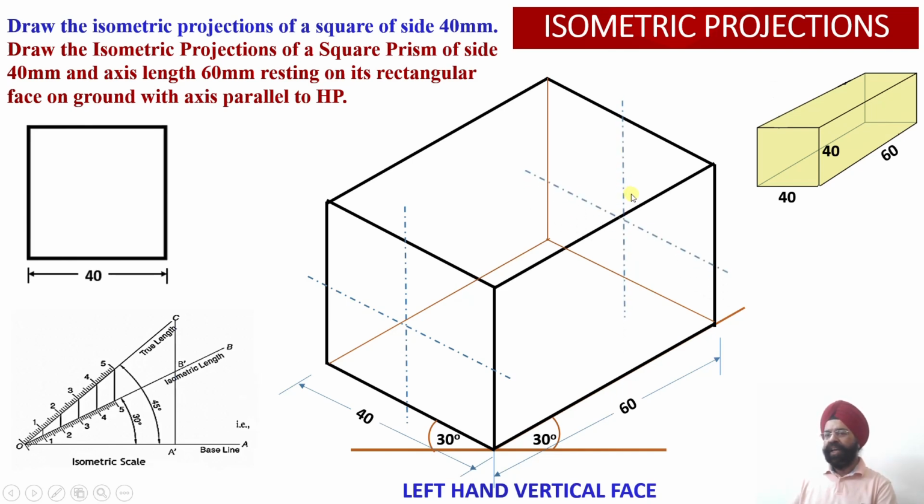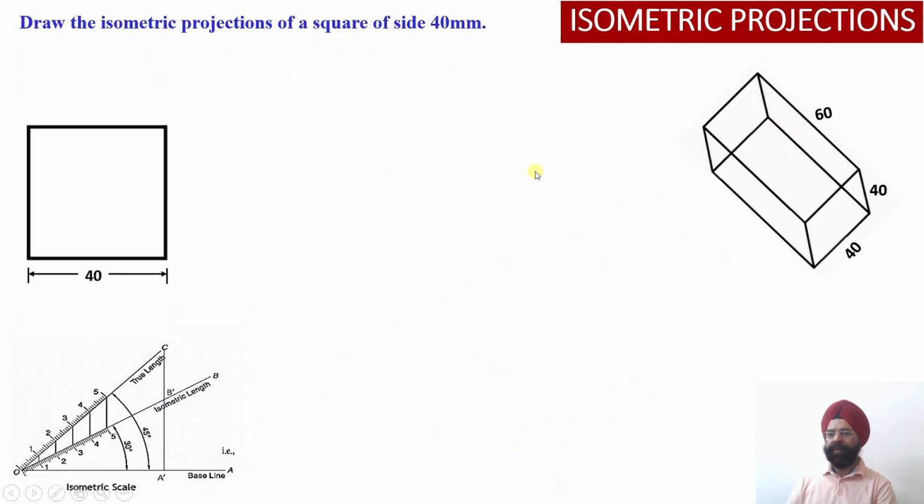Similarly, now the axis corresponding to the back face. This is my front face, so this is the back face of the square prism, and corresponding to the back face, the center point has been located, and now I can join the axis over here. So this completes the construction of a square prism which is lying in the left hand vertical face orientation. So this will be my front view, this will be my side view, and this will be my top view of the square prism.